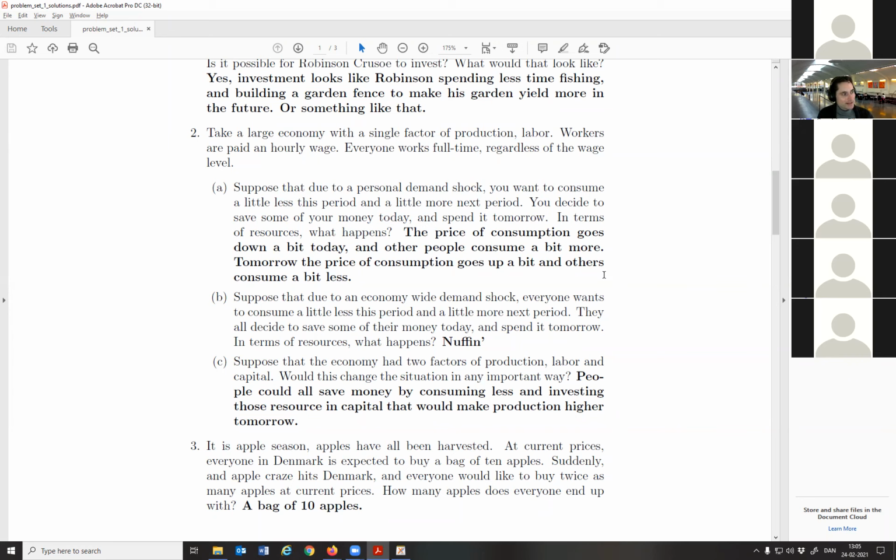All that's happening is that the prices are going to adjust so that the split is a little bit different across the two days. On day two, I'm going to consume a bit more, and everybody else is going to consume a bit less. On day one, I'm going to consume a little bit less, and everybody else is going to consume a bit more.